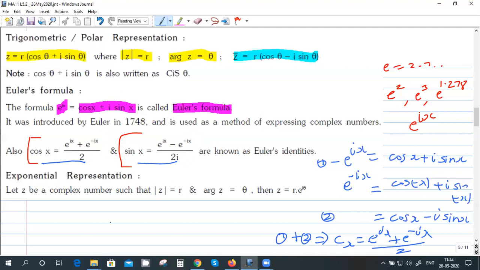So a complex number you can represent as x plus iy. You can also represent it as r into cos theta plus i sin theta. And you can also represent it as r into e raised to the power i theta. This first one is the Cartesian form, this r cos theta plus i sin theta is the polar form, and this last one is the Euler form. E raised to i theta is cos theta plus i sin theta. That's called Euler's formula.